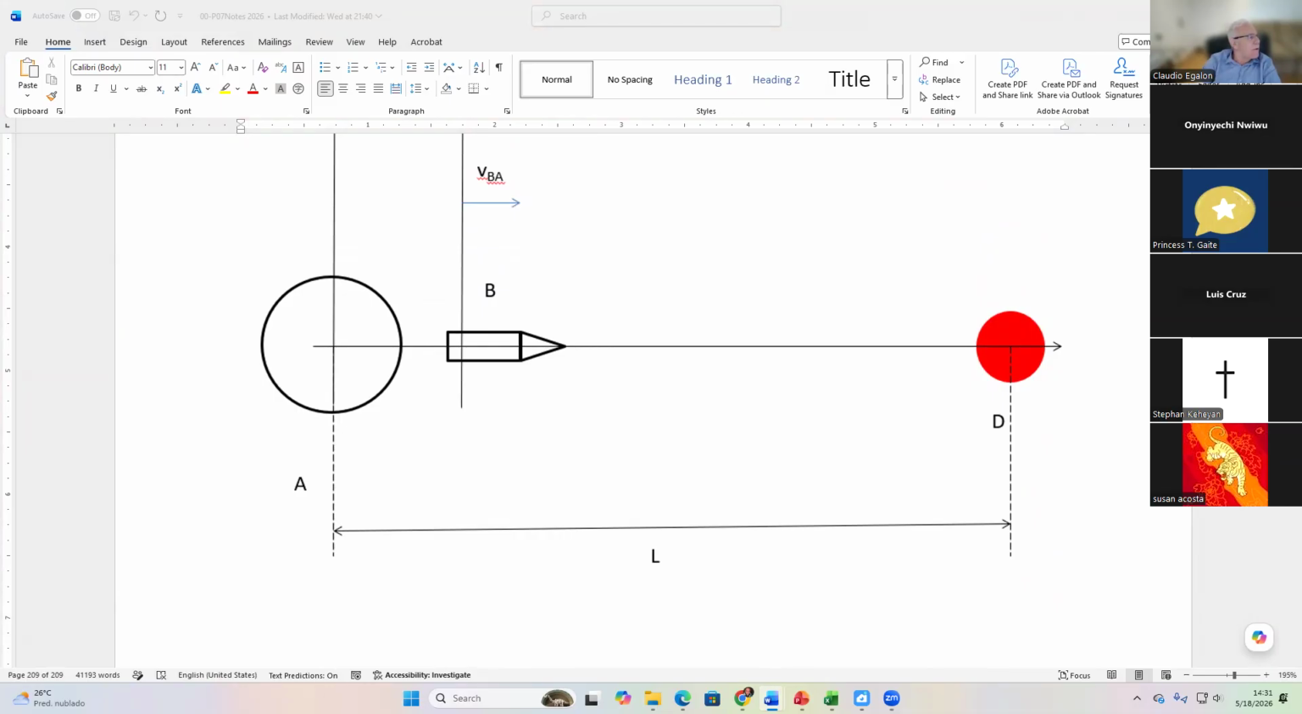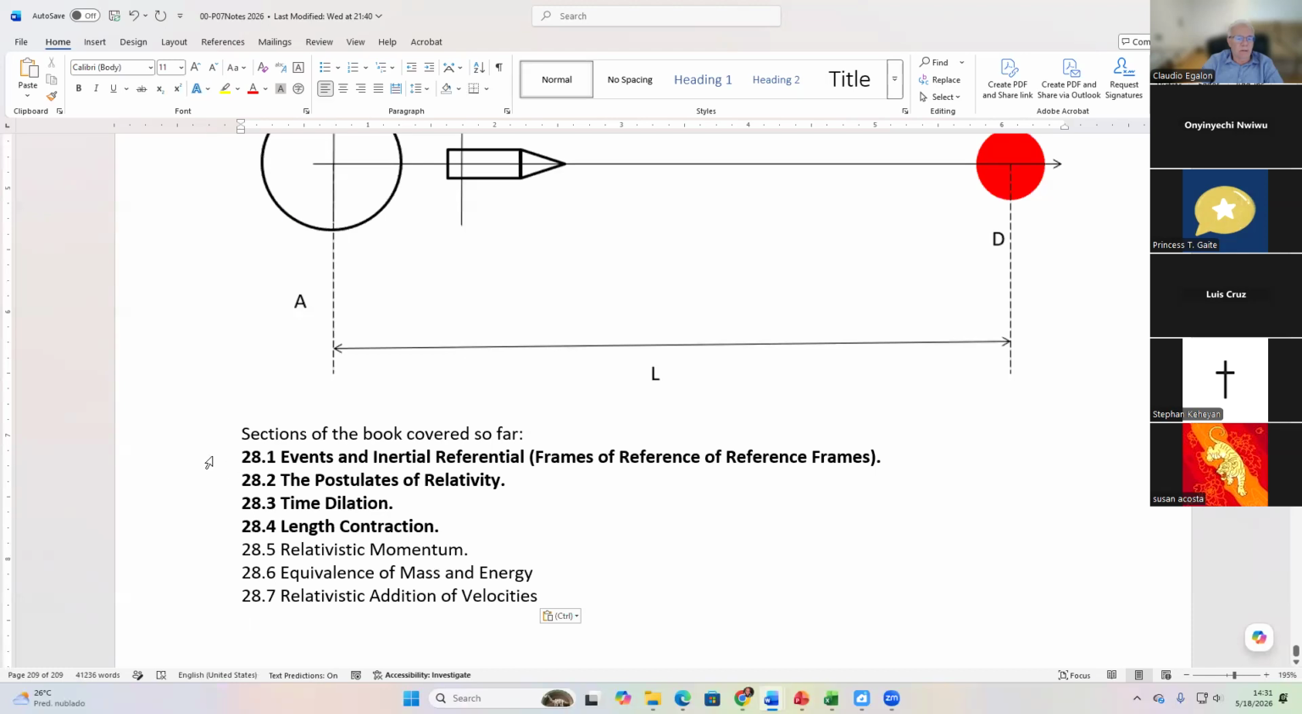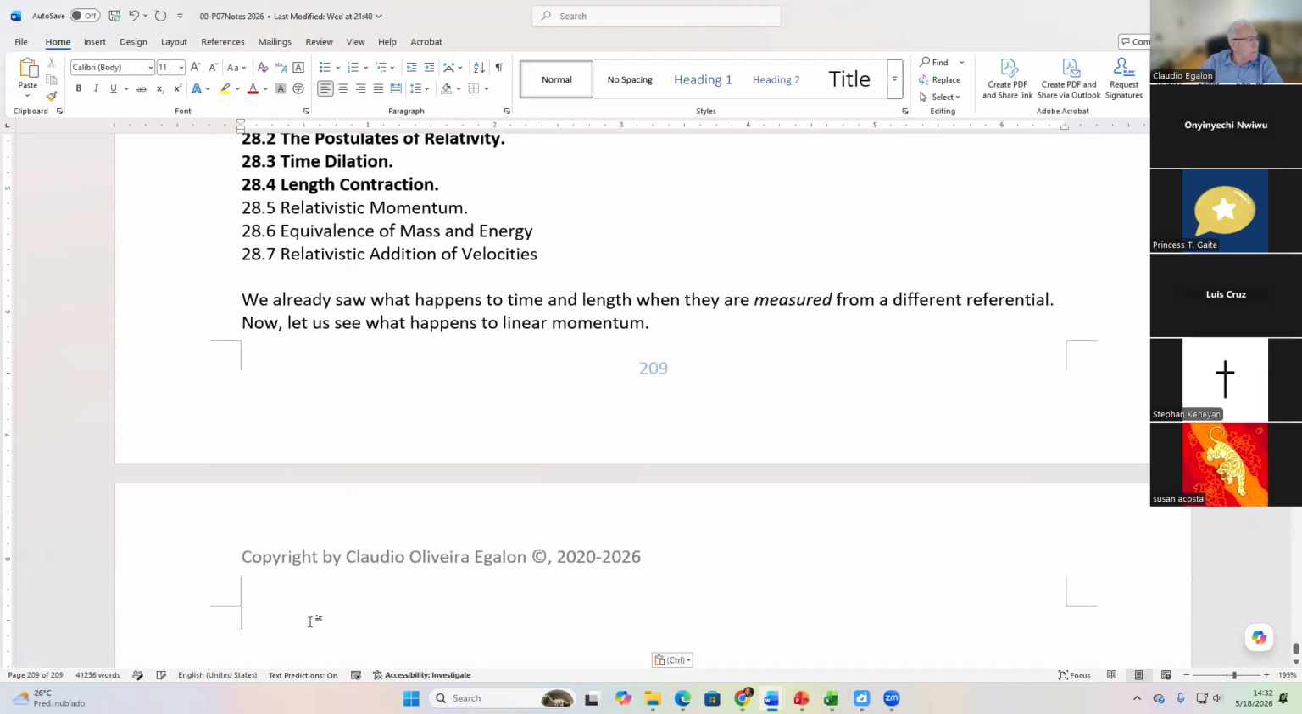Okay, and we can now document what we did so far. Events and inertial referential, the postulates of relativity, time dilation, length contraction. We did length contraction. So we already saw what happens to time and length when they are measured from different referential. So the question is, what happens to linear momentum? Now let's see what happens to linear momentum.